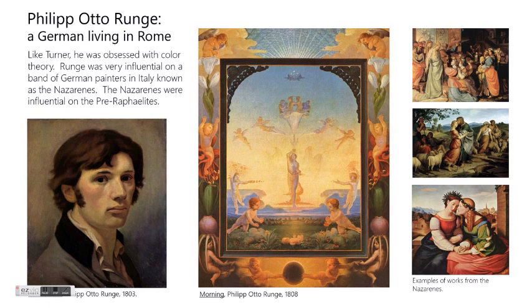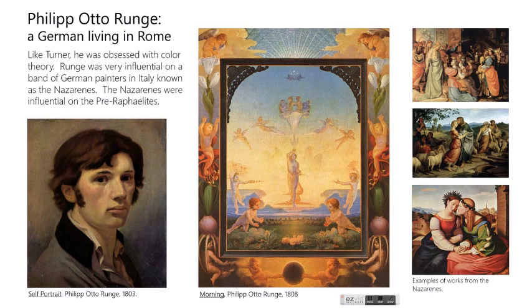And after Friedrich, I also want to talk about another German, Philipp Otto Runge, who lived for at least a while in Rome. And that's important because there was another group of Germans living in Rome at the time, a group of German painters called the Nazarenes. And these paintings along here are different examples of theirs.